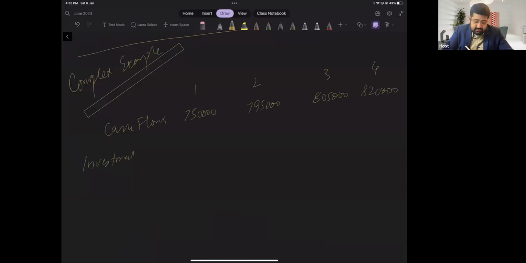Investment in the project, that is 1.5 million. Scrap value is 200,000. Calculate ARR.